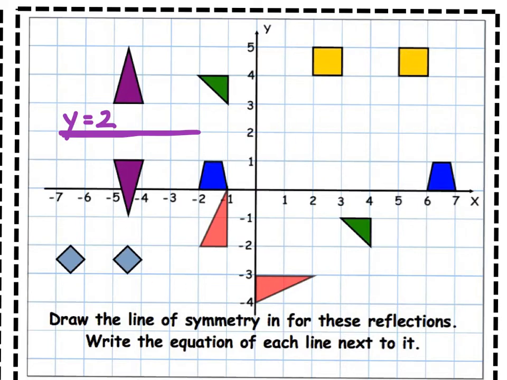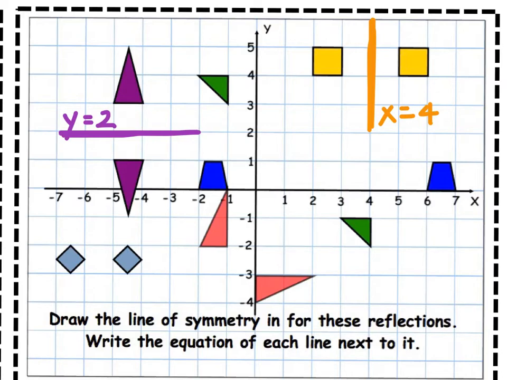Now let's go ahead and look at the yellow set of squares here, and I'm going to use orange instead of yellow because yellow doesn't show up very well. But if I find the line that is directly in between the 2 yellow squares right here, of course it's going to be right there in the middle. And what I notice is that that line right there is going to cross the x-axis at +4. So the equation of that line is going to be x is equal to +4.